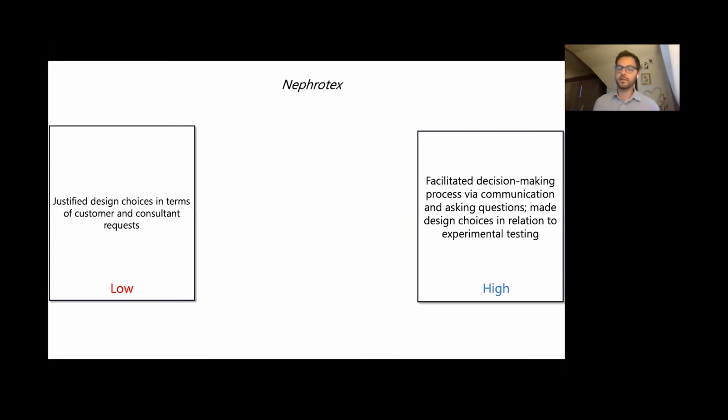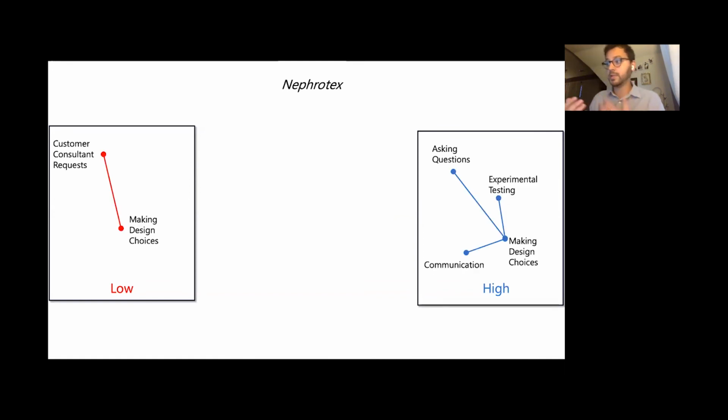We can do a similar thing for the Nefertex data. So remember, the low performing students justify design choices in terms of customer and consultant requests. High performers looked at decision-making in relation to asking questions and communication, and also experimental testing. So that would suggest that these are going to be the connections that are most prominent in the networks.